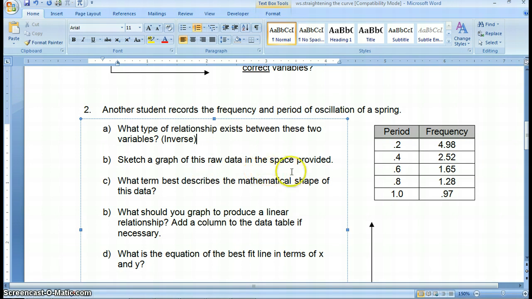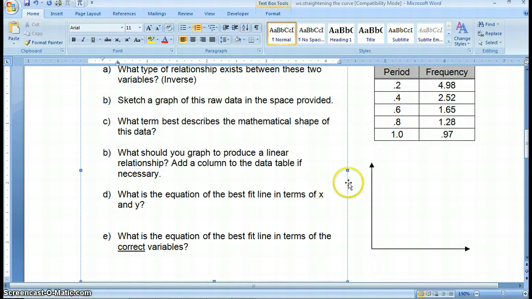Sketch a graph of this raw data and space provided. So we would do that down here. And this doesn't have to be extravagant. It's just going to be a quick sketch. What term best describes the mathematical shape of this data? Well, we have to go back to our notes on that one. Was it a hyperbola or was it a parabola? I'm going to let you go look that up.